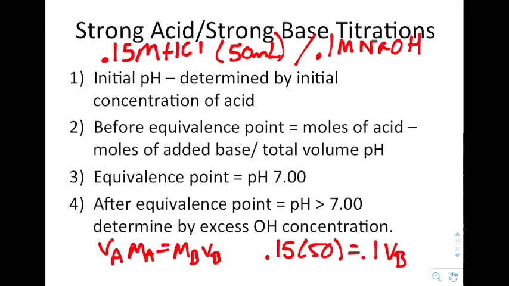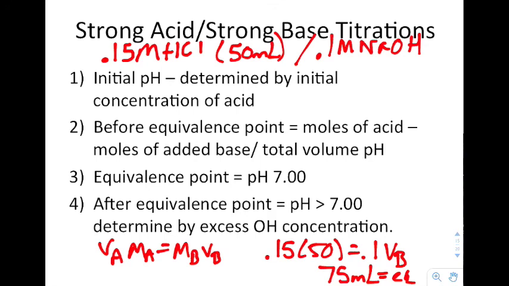Whenever I get my calculator out and do this calculation, one of the things you're going to realize is, hold on a second, I just made a mistake. 0.15 times 50 is 7.5, divided by 0.1 is 75 mL. So my equivalence point is 75 mL.